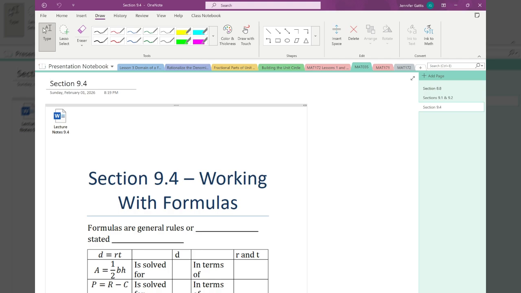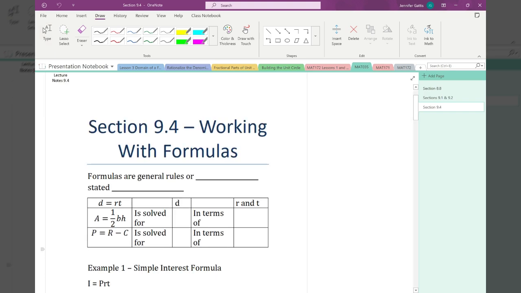So this is going to be a video on section 9.4, which is all about working with formulas. This is going to be very, very similar to the solving linear equations that we looked at last week. Just when we're working with formulas, it's all about manipulating the formulas and not necessarily coming up with a number answer. And you'll see what I'm talking about as we move through this.